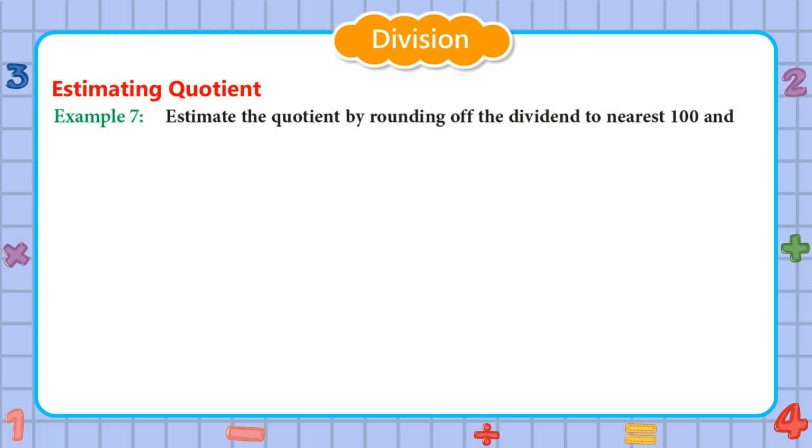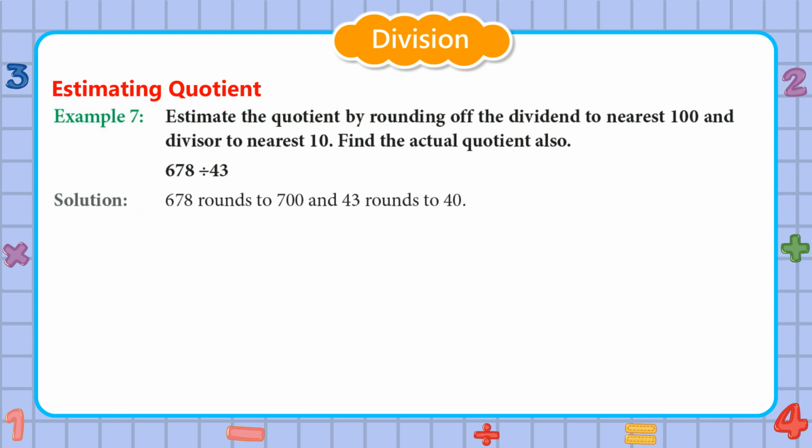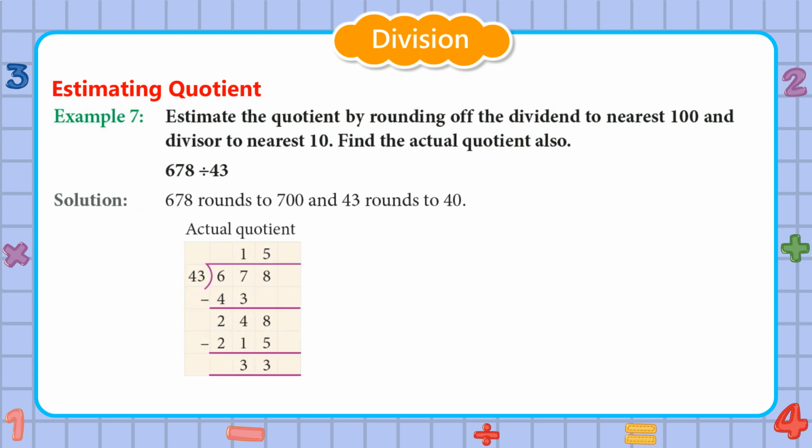Example 7. Estimate the quotient by rounding off the dividend to nearest 100 and divisor to nearest 10. Find the actual quotient also. 678 divided by 43. Solution. Actual quotient. 43 ones are 43. 67 minus 43 is 24. Bring down 8. 43 fives are 215. 248 minus 215 is 33.